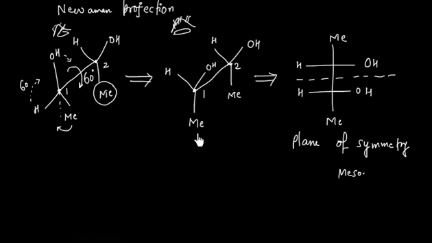And then making this Sawhorse projection formula, we can directly convert into Fischer projection formula by putting groups that are on the left side in the Sawhorse projection formula, left in the Fischer projection formula. Groups that are right in the Sawhorse projection formula will be right in the Fischer projection formula.